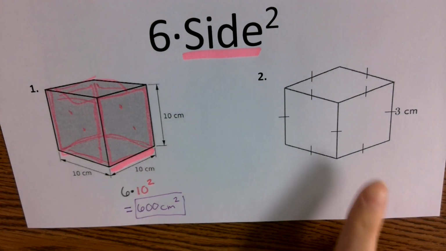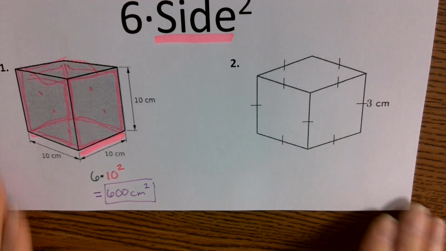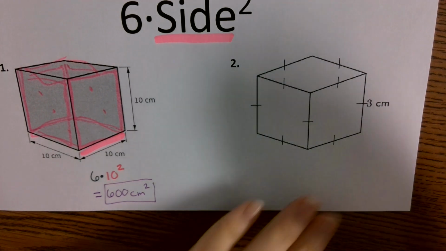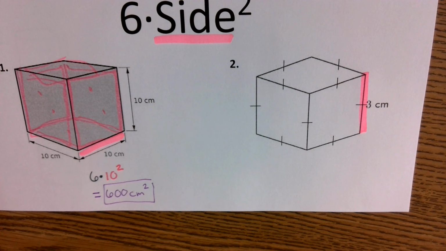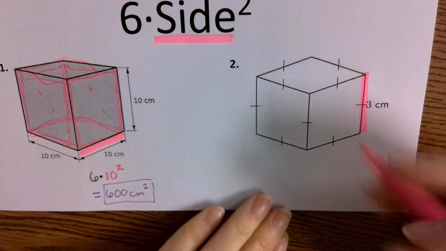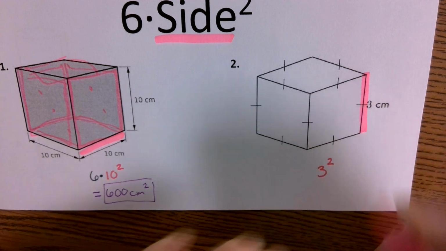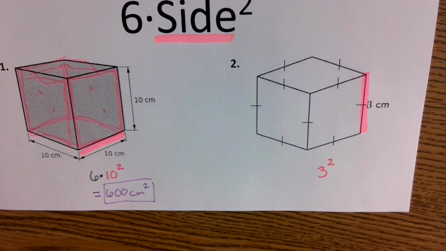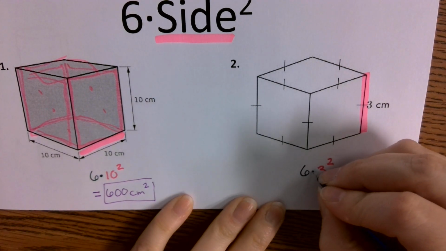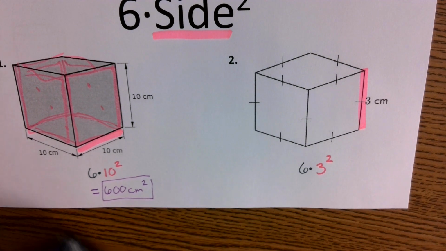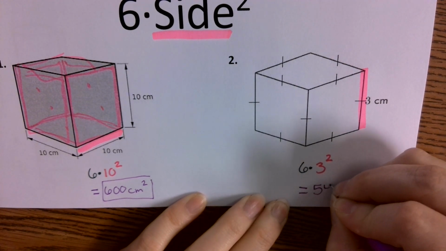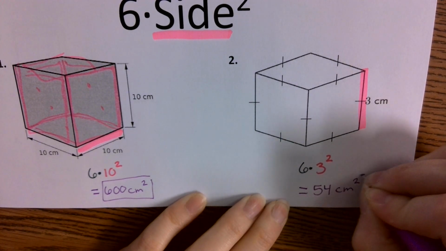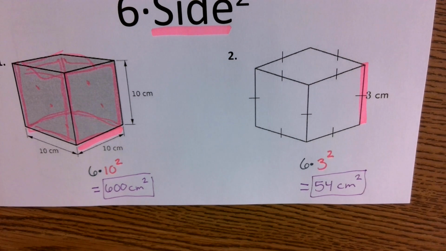Okay, doing the same thing here for this cube. This cube, again, has a side measurement of 3. It doesn't matter which side measurement you're choosing, because they're all the same. So you're just going to do 3 squared and multiply it by 6, because you have 6 identical squares. So 3 squared is 9. 6 times 9, that's going to give you your 54. So you have 54 centimeters squared. Okay?